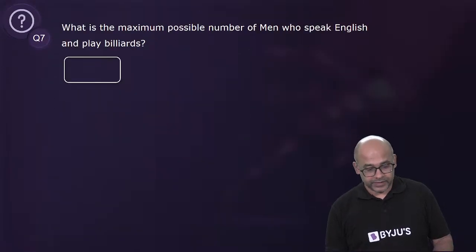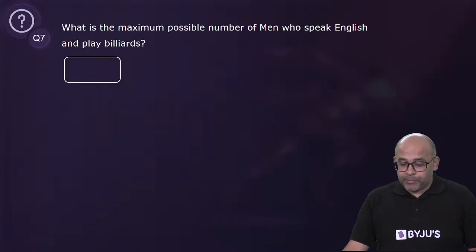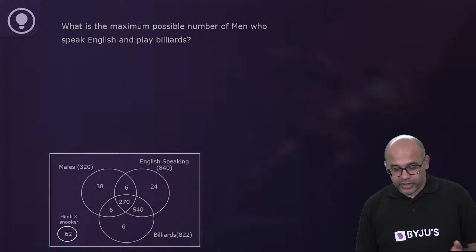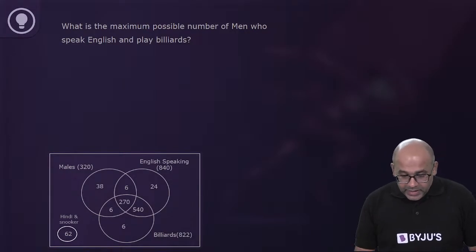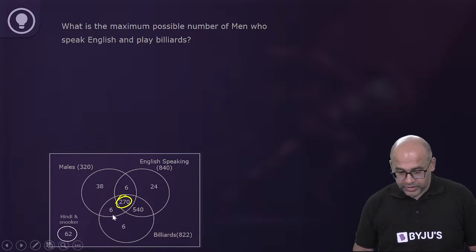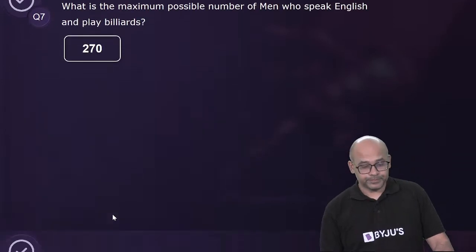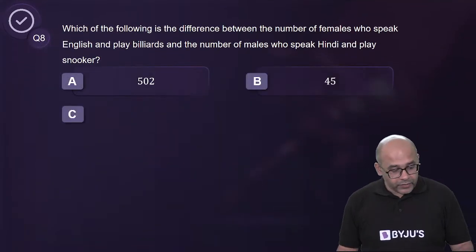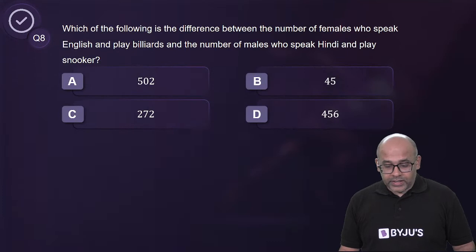Clear? Next. What is the maximum possible number of men who speak English and play billiards? We already got the answer for this. Males who speak English and play billiards: men, English and billiards, 270. Done.